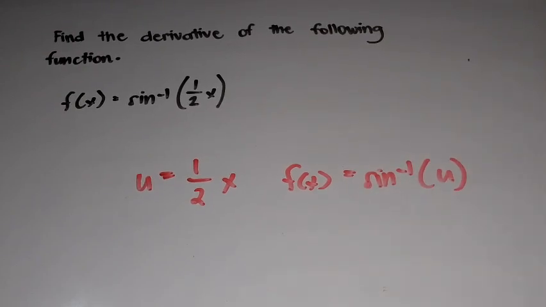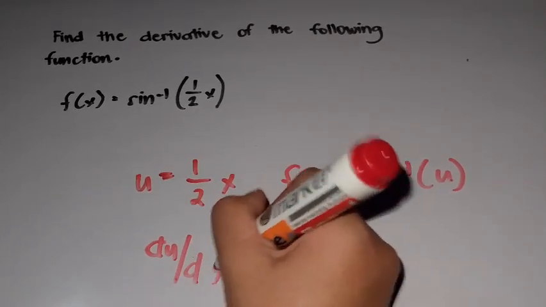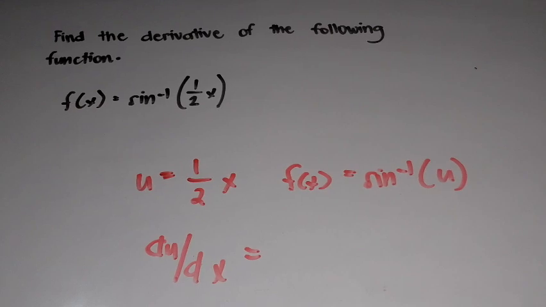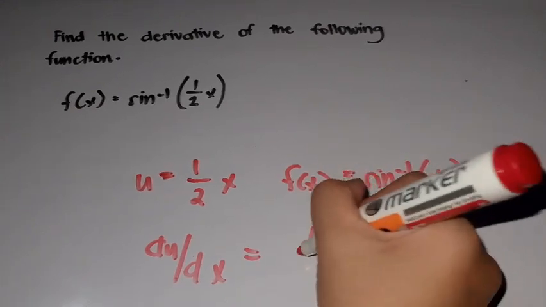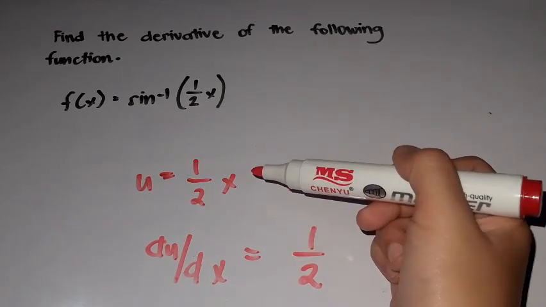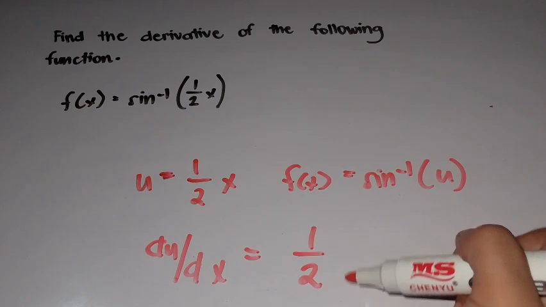Next, we are going to find du/dx. Now, du/dx is 1/2. Why? Because we derive 1/2 x, so the derivative of 1/2 x is 1/2.